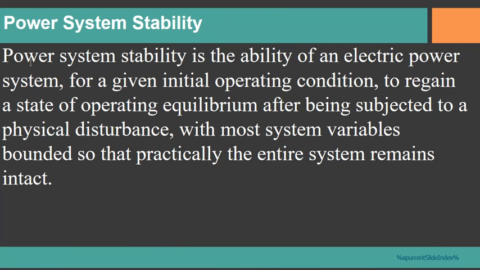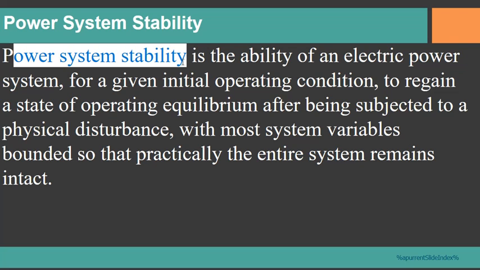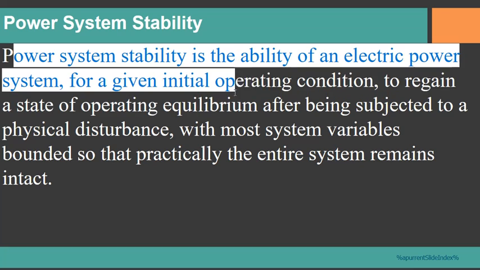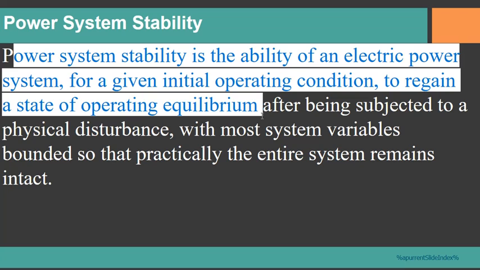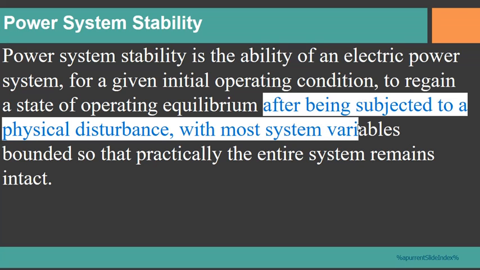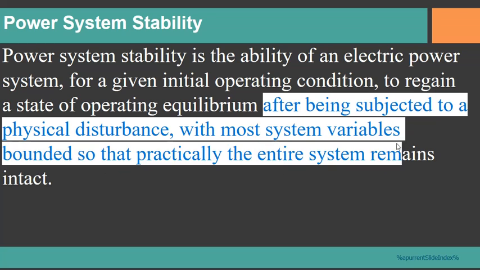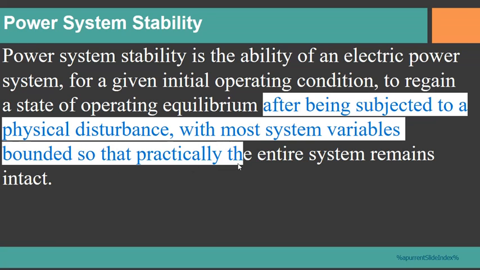Now, as per the CIGRE and IEEE committees, there are many definitions and classifications given by different authorities and different persons. As a standard, IEEE has defined it: power system stability is the ability of an electric power system, for a given initial operating condition, to regain a state of operating equilibrium after being subjected to a physical disturbance, with most system variables bounded so that practically the entire system remains intact.